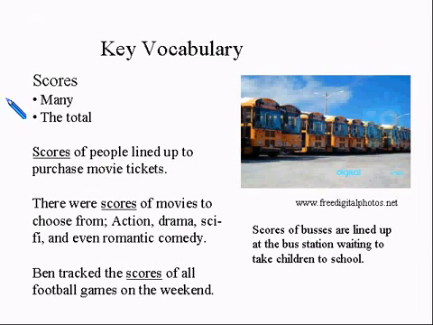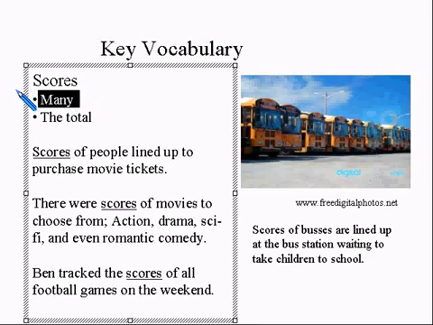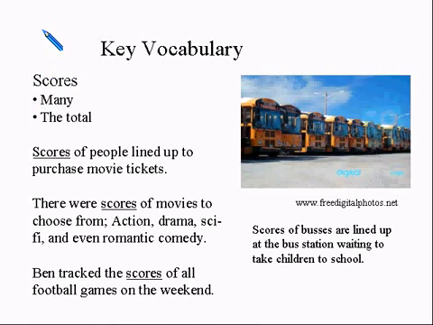The next one explains the word scores. There's really 2 ways we use scores. It's for many or the total. So here's the many example. Scores of people lined up to purchase movie tickets. So if many people are lining up to buy these movie tickets, you could also say scores of people. Or there were scores of movies to choose from: action, drama, sci-fi, and even romantic comedy. So that's if there's many movies to choose from.